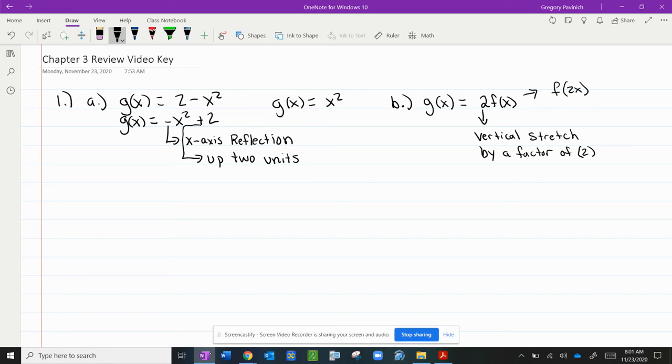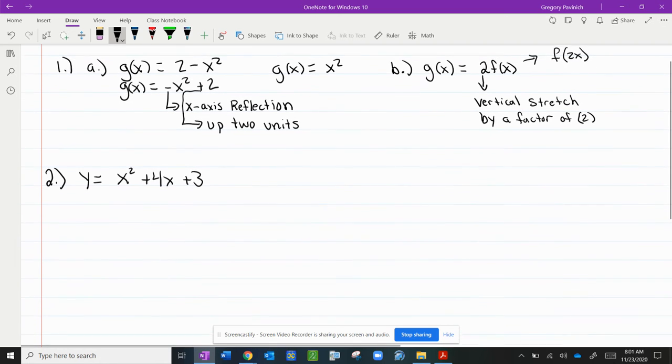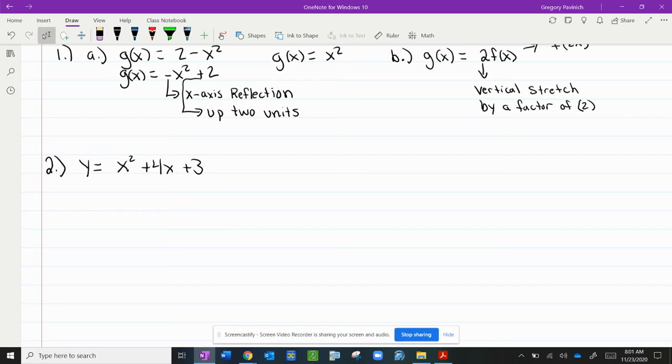Okay, number 2, I have the graph y is equal to x squared plus 4x plus 3, and it wants me to identify the vertex and the x-intercepts. Well, there's two ways you can go about this. I'm going to go about it by completing the square to find the vertex.